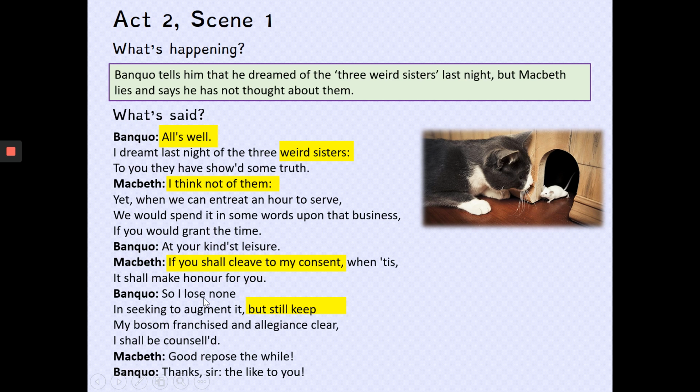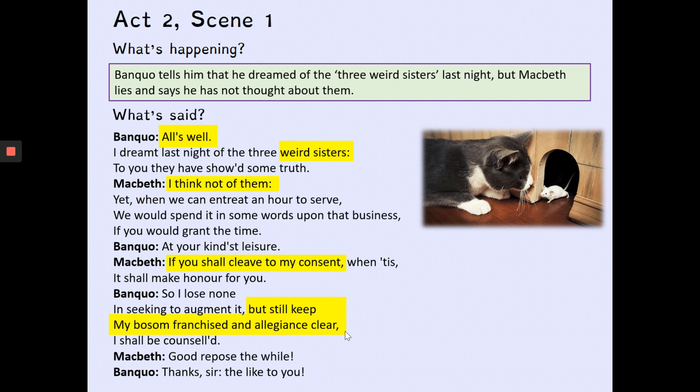Banquo responds by saying, "So I lose none in seeking to augment it, but still keep my bosom franchised and allegiance clear, I shall be counselled." Now he's being very clever here, because he's saying to Macbeth, I will listen to you. I will talk with you about our experience with the witches. But in this line, "but still keep my bosom franchised and allegiance clear," he's declaring that he will still be loyal to Duncan.